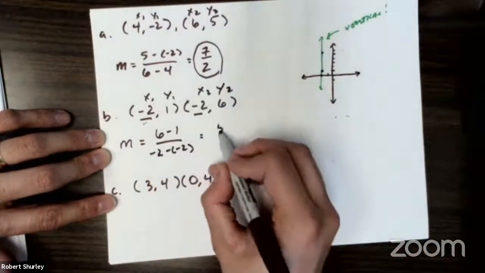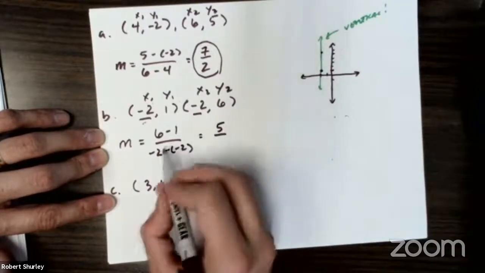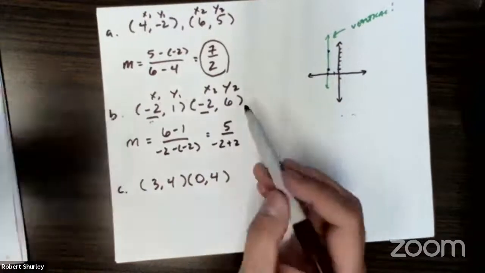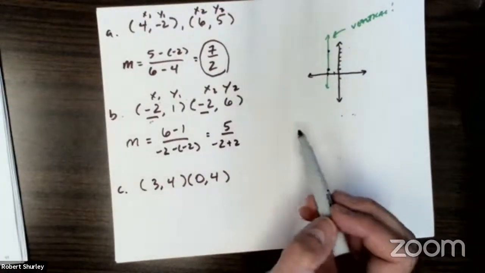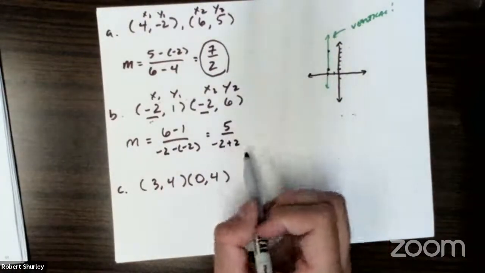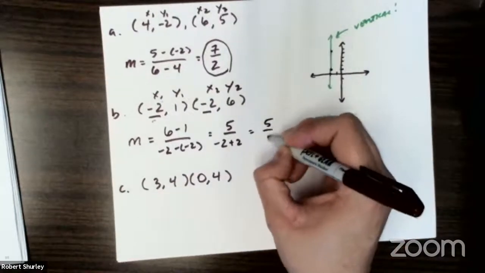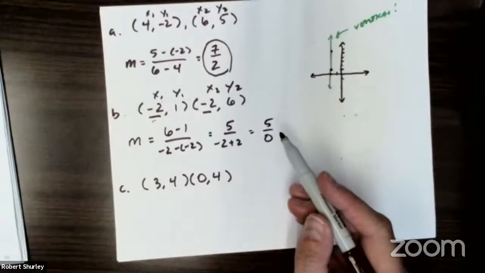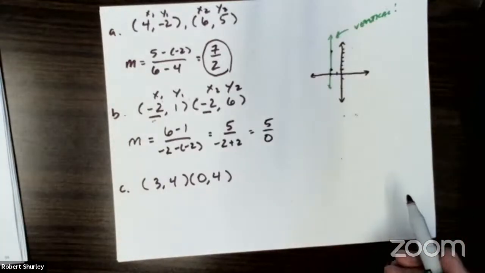So we get 5 on top. But then on the bottom, negative, negative makes this a positive. There's no change in the x's. Remember, the denominator was delta x. It's the change in x. Well, there's no change. You wind up with 5 divided by 0, okay? And look, we can't divide anything by 0.